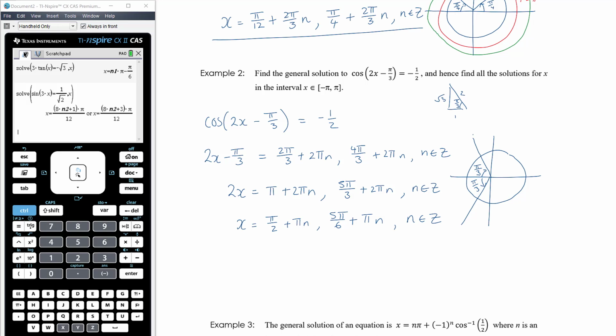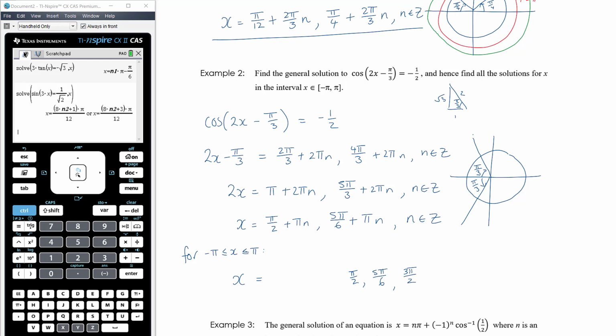So that's the first part of the question, find the general solution, and hence find all the solutions for x in the interval negative pi to pi. Okay, so specific solutions for negative pi to pi, x is going to be. Okay, so I'm going to start perhaps in the middle and then we'll expand out either side. So when n equals 0, we've got pi on 2 and 5 pi on 6. Okay. Then when n equals 1, we'll have pi on 2 plus pi, which would be 3 pi on 2.